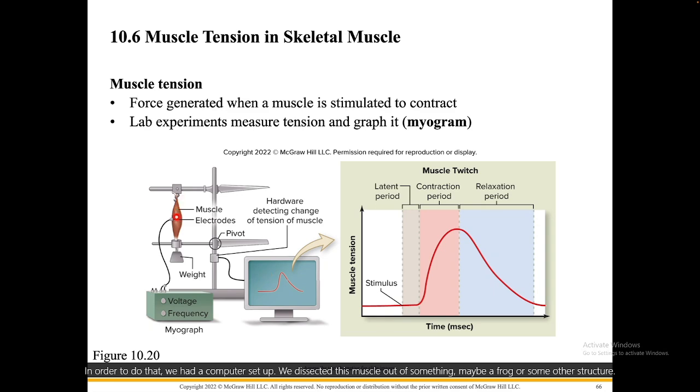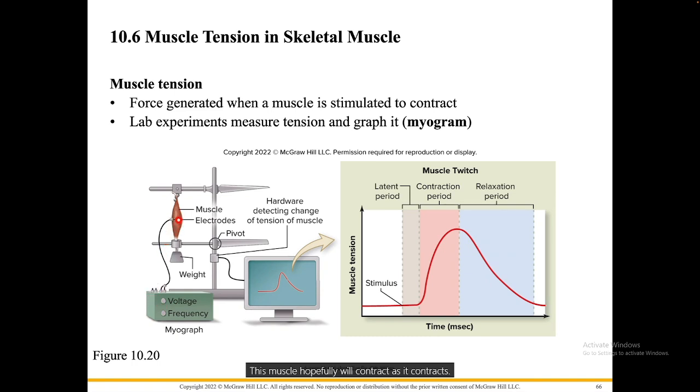We dissected this muscle out of something, maybe a frog or some other structure. We put a little bit of tension into this muscle by adding some weight. And then we have a battery where we could give it some different electrical charges. This muscle hopefully will contract. As it contracts, this sensor is going to notice what's happening in here. We're going to get this graph over here.